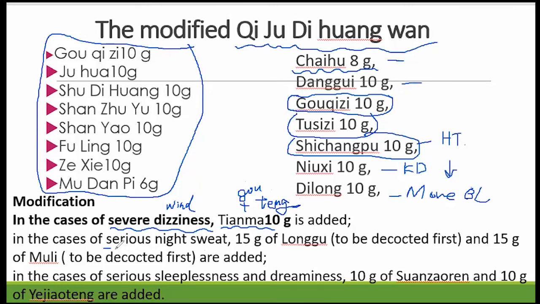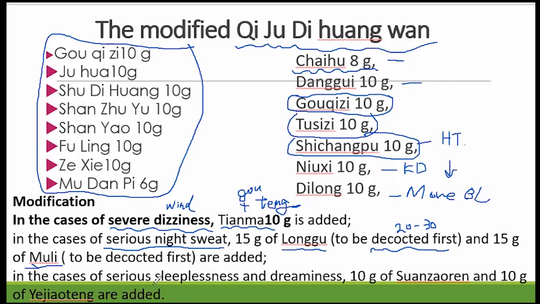And if severe night sweating, add long gu. Long gu is a pretty heavy herb, so if we make a decoction, cook it first for about 20 to 30 minutes, until the ingredients come out, then add the other herbs.